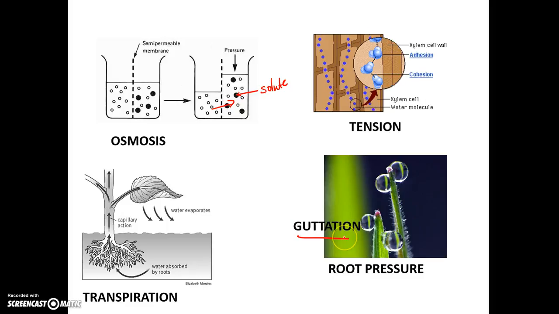Guttation is a phenomenon where water is coming up and not evaporating off the surface, and so it'll form these water droplets. So it's different from dew that comes from the atmosphere. Water in the atmosphere condenses on the leaf. This is actually coming from the root. So root pressure is pushing this up and creating these really pretty droplets like that. All these contribute to water movement in a plant, okay?